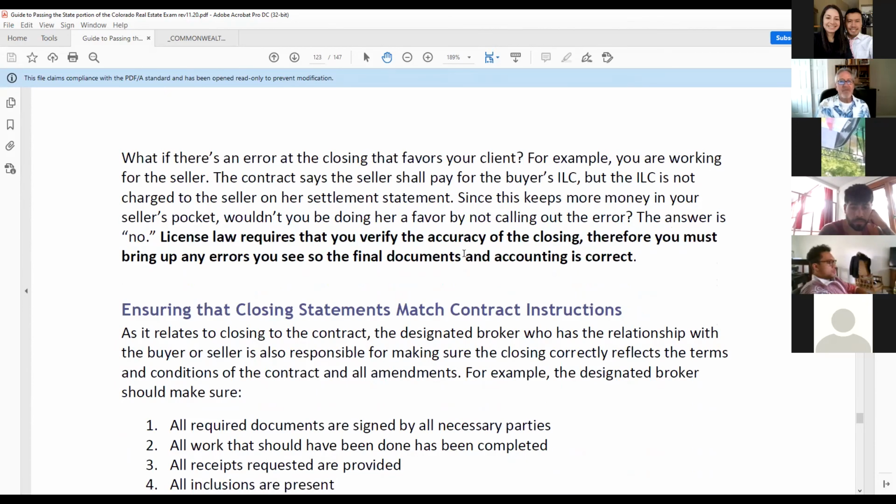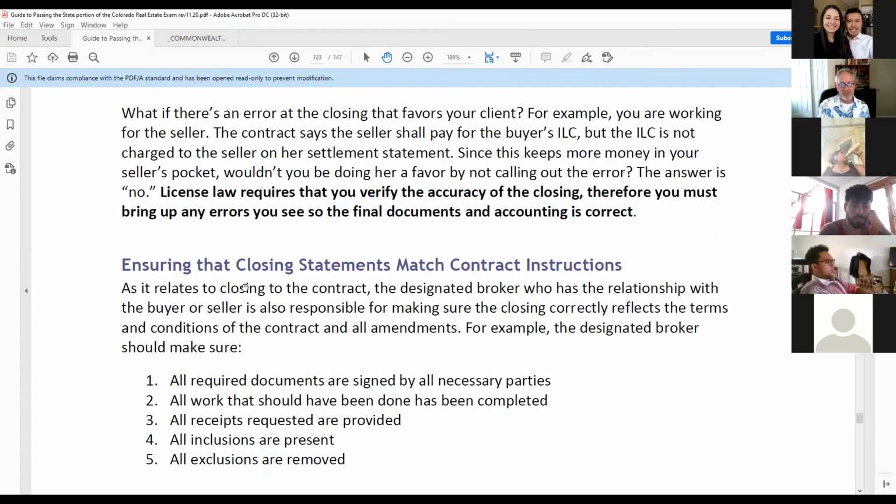Again, what happens if there's an error that you find and it favors your client? Do you keep quiet? Don't say anything. You're going to get extra money on this if we close. No. License law requires you verify the accuracy. Means you got to bring up any errors that you see. Even on the other side, if you see errors over there, you bring it up. Our job is to make sure it's accurate, period. That's the law.